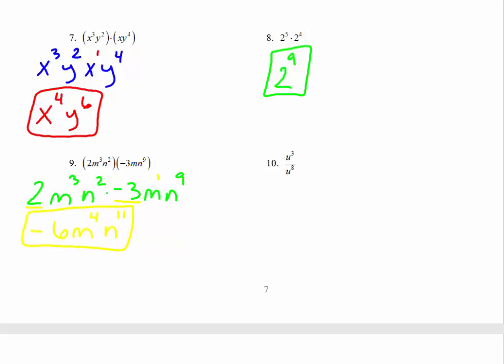On number 10, we have u cubed over u to the 8th. When we are dividing, we subtract exponents, so we end up with 3 minus 8. So u to the negative 5. Again, we don't want to leave negative exponents, so we need to move them. So u to the 5th is going to come down, and what should be on top is a 1. So 1 over u to the 5th.